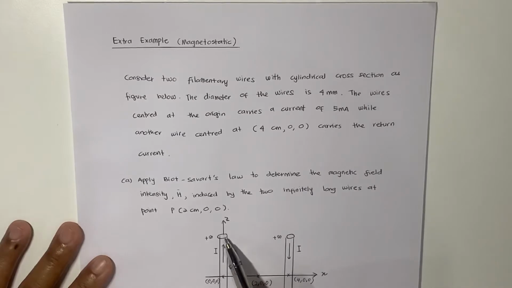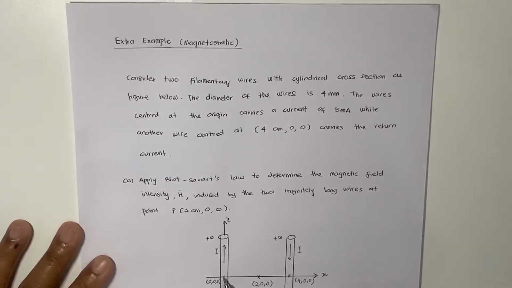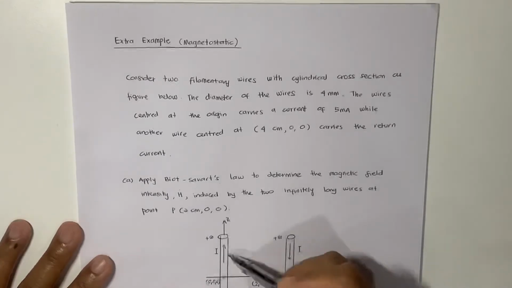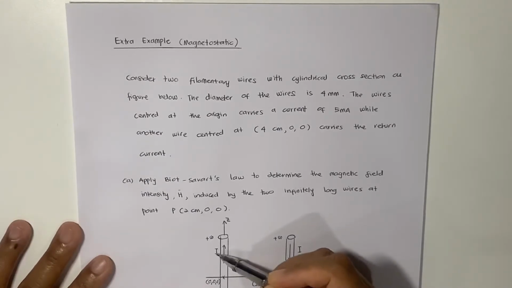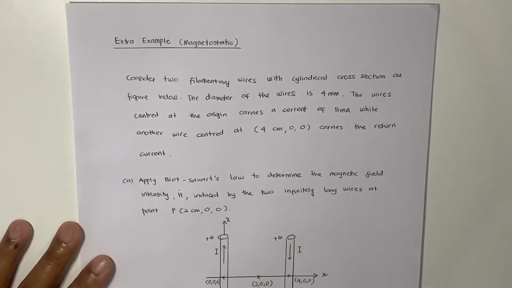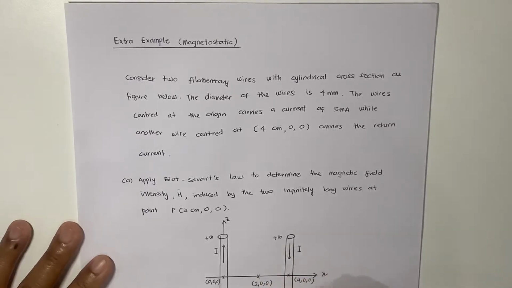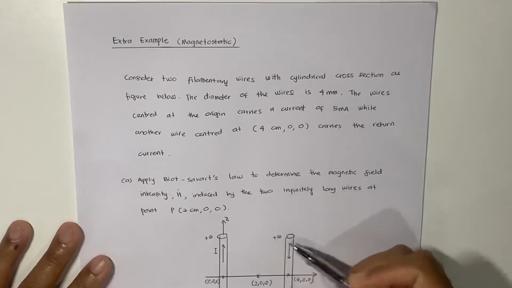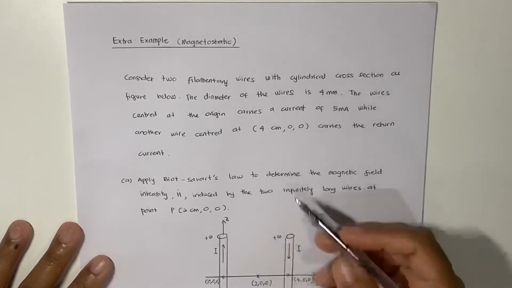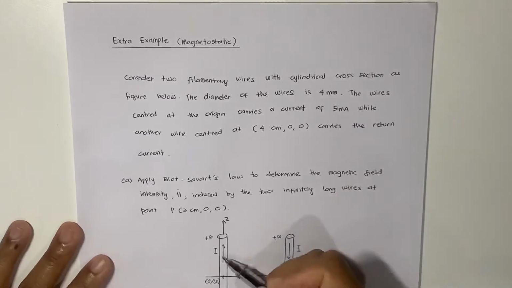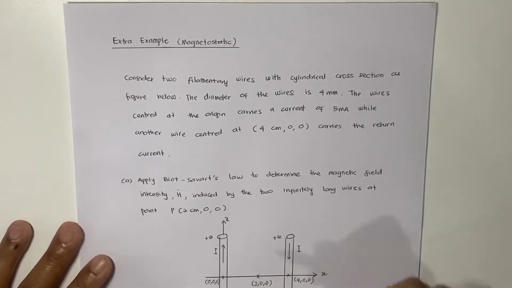So the wire centered at the origin carries a current of 5 milliampere. While another wire, centered at the other coordinates, carries the return current. So this carries a current of 5 milliamp. This is the return current from this one, 5 milliamp.